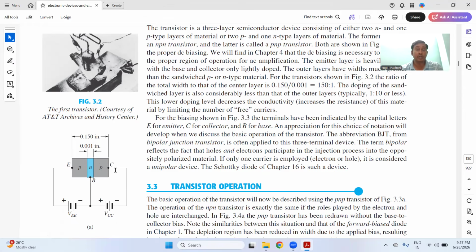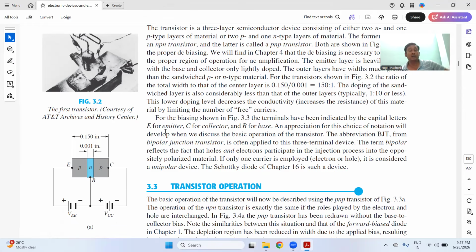If someone asks you which is better, the obvious answer is NPN is better. Why? Because NPN has the majority charge carriers as electrons, and the mobility of electrons is higher than the mobility of holes. So the discussion about which is better is over: the simple answer is that NPN is much better than PNP.